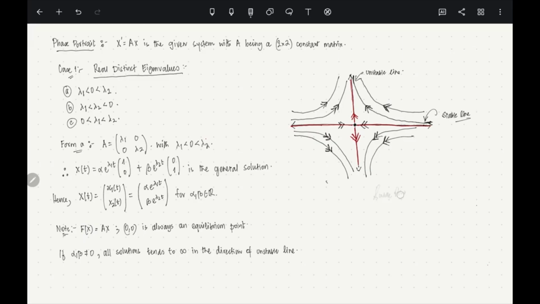Let's write it down. This is called a saddle phase portrait. Why saddle? You have seen the horse saddle, right? Along some direction you are reaching a maximum kind of critical point, the point of contact where you are sitting essentially. And along another direction you are reaching a minimum kind of. So that's why it's called a saddle.